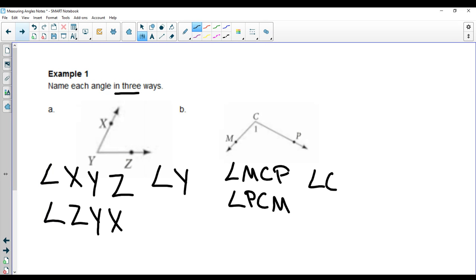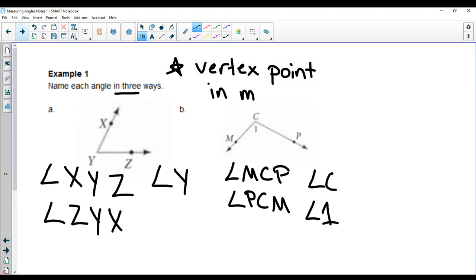Now, there's another way you can do this. See how on this specific example there's a number 1 on the vertex? You can also name an angle by that number. That doesn't happen all the time, but if it's there, that's an option. Most commonly, what I want y'all to get in the practice of writing an angle, I want you to use the 3 letters. So, big thing here. The vertex point is in the middle. You cannot start with the vertex and then go out to the other 2. You start with one of the points out farther and then go to the vertex and then go to the other point.